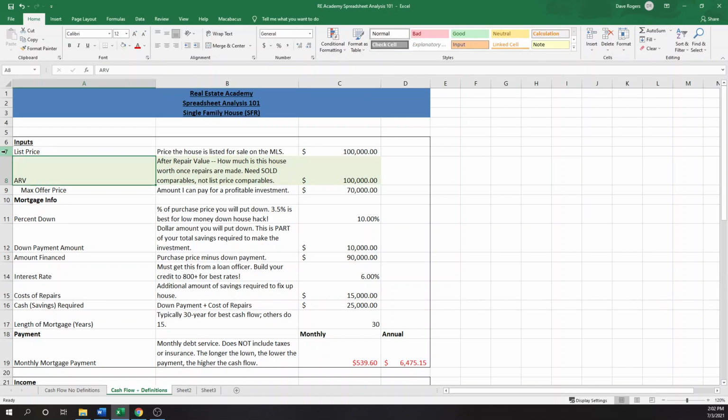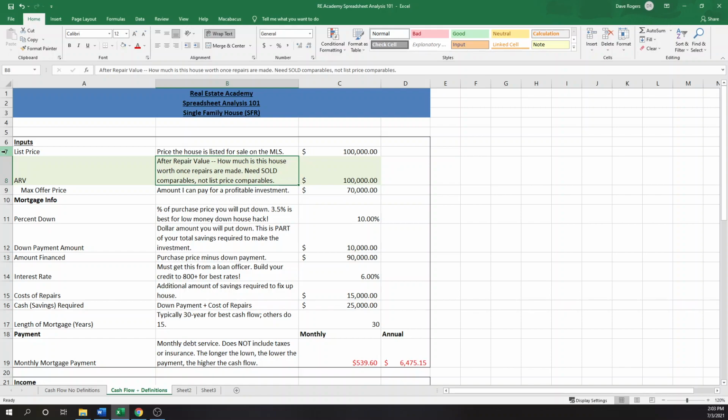Next is ARV, which is way more important than the list price, and what you guys need to have in mind when you're looking at properties or making an offer on a property. This is after repair value. That means how much is this house worth once repairs are made? You need sold comparables, not list price comparables, to get this number.